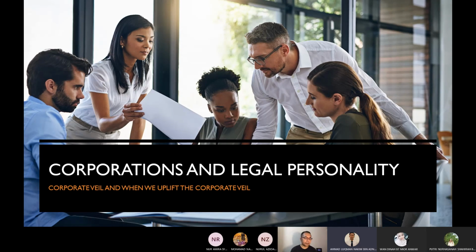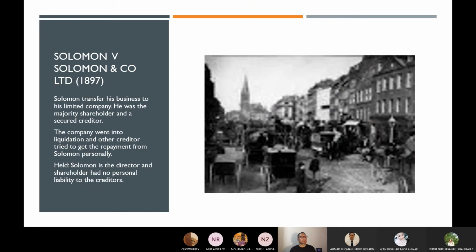Last week we talked about separate legal entity, and we discussed Solomon and Solomon. We know that Section 21 of the Companies Act 2016 talks about separate legal entity, but the origin of this section came from an English case of Solomon against Solomon and Company Limited in 1897.